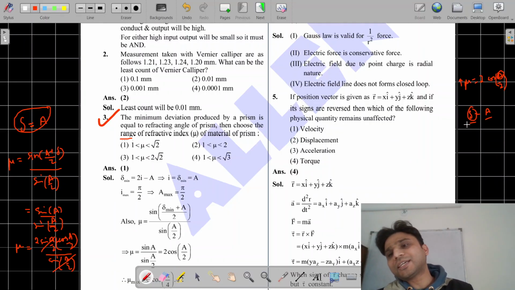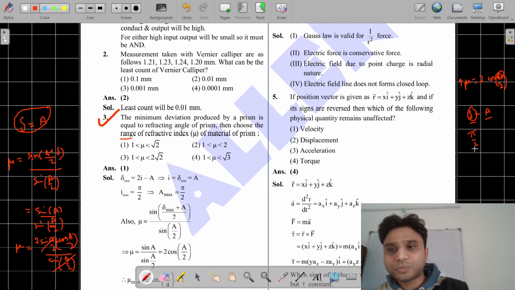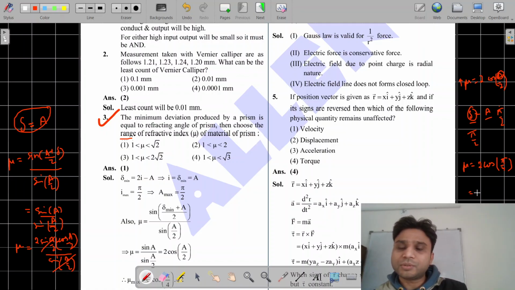So using this we can say, what can be the maximum possible deviation? The maximum possible deviation can be pi by 2. So when the maximum possible deviation is pi by 2, A can at max go to pi by 2. So that means mu can go up till 2 cos pi by 4. So this is square root 2. This is the refractive index of the medium which we wanted to evaluate.